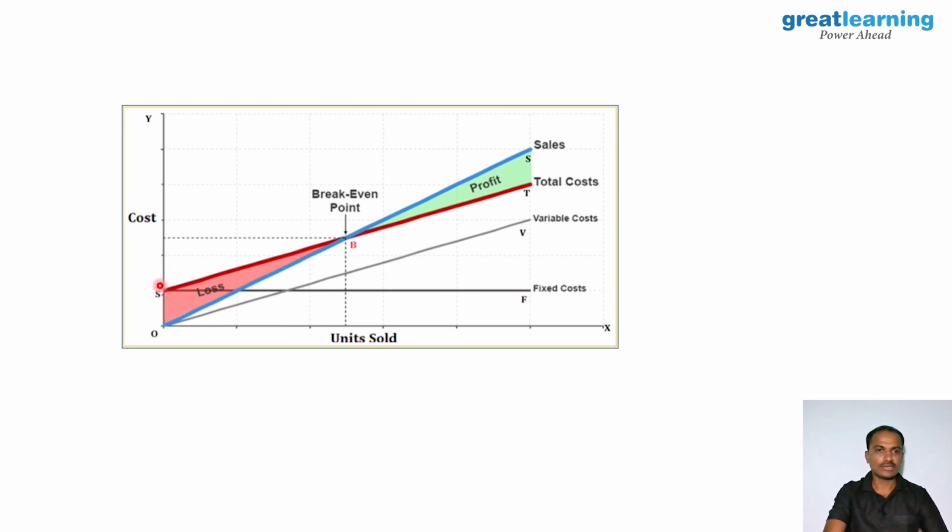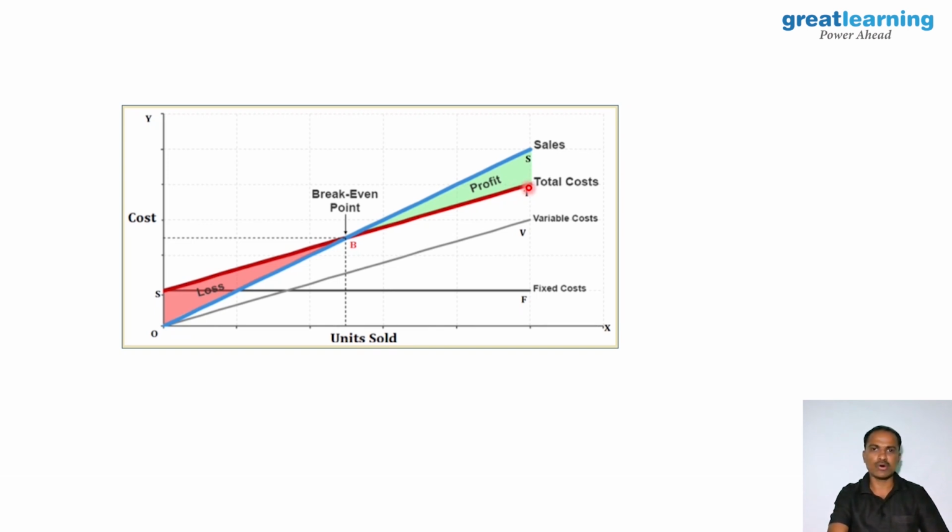Now you can see there is one more red line which starts from S. So ST, this is the total cost line. How is this arrived at: total fixed cost and total variable cost, if you put them together, this will be the total cost line. Sorry, this red line is the total cost line. So S and T is the total cost line.